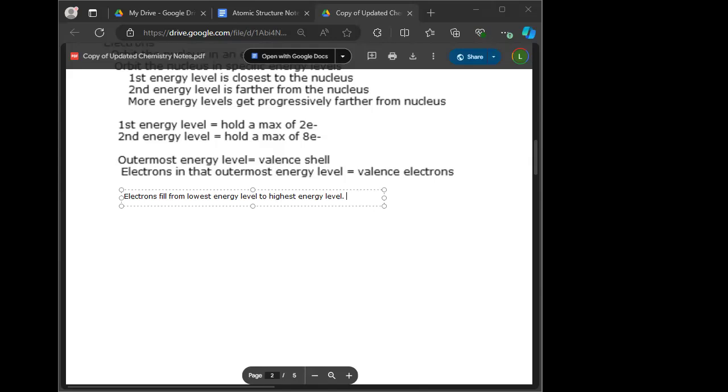Okay, and then we also need to know that electrons completely fill one energy level before going to the next. So you have to completely fill it up before you go to the next one.